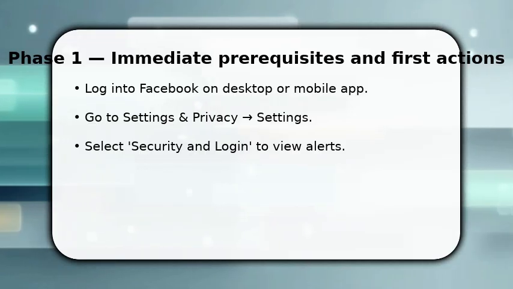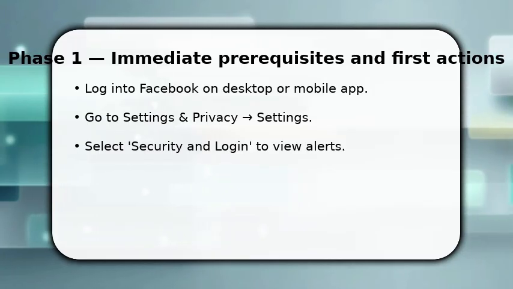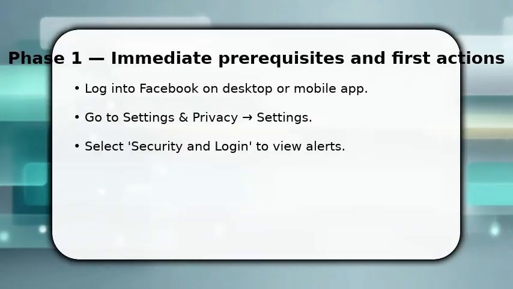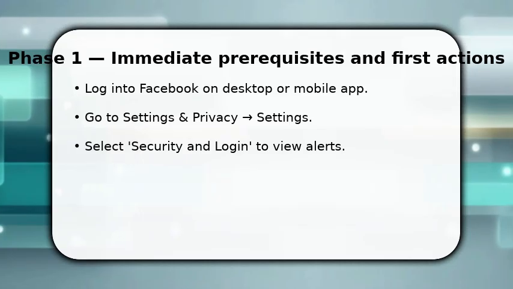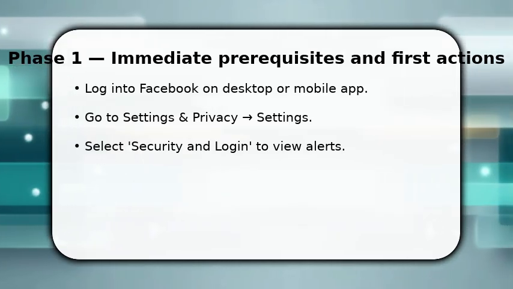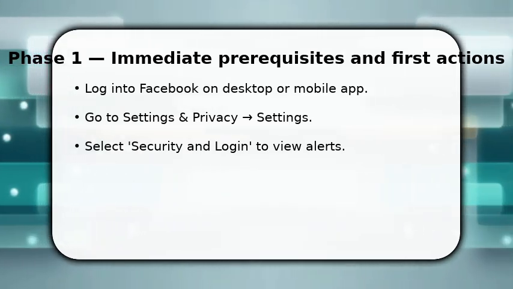Next, open Security and Login because that section houses login alerts and two-factor controls. You do this now to avoid digging later. It shows active sessions and notification preferences. Once you see that list, make sure to proceed to the exact alerts area to edit notification options.